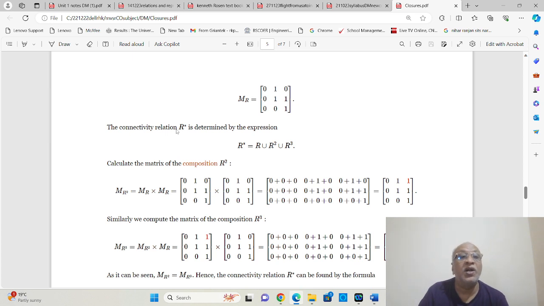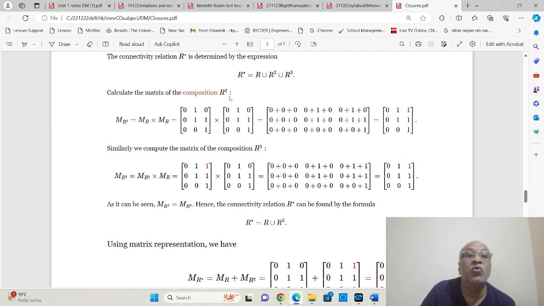Now I need to find the connectivity relation R star, which is determined by the representation of the expression R union R square union R cube. So how do I find R square? Take the original matrix, multiply it by the same matrix. So do the matrix multiplication, you will be deriving this 0, 1, 1, 0, 1, 1, 0, 0, 1. Now this becomes your R square.